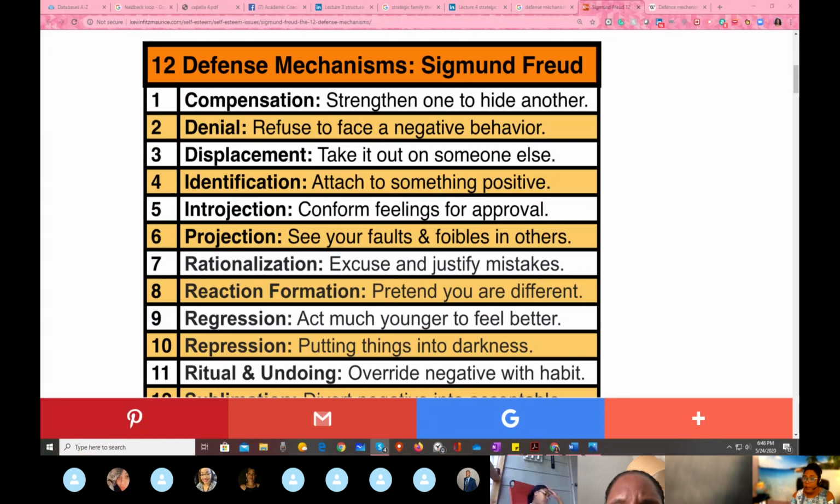Reaction formation. It's like the opposite reaction, like you react opposite to what you believe in. For example, a person can say that they hate their sister, they don't want anything to do with her, but she asks her to be her maid of honor and buys her an expensive necklace. The feelings are opposite. I'm forming a reaction that's opposite of how I really feel.